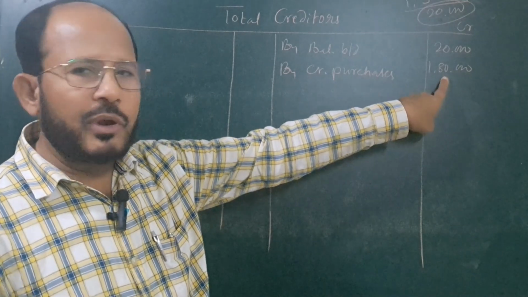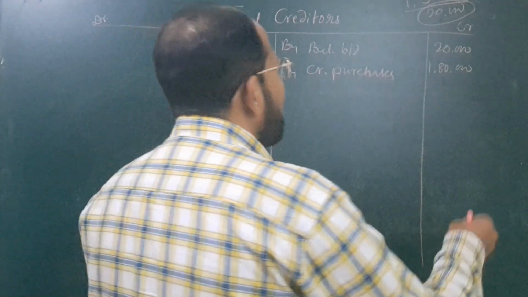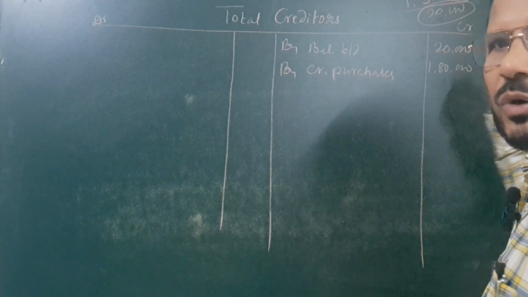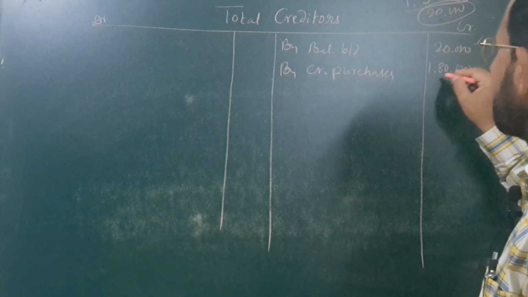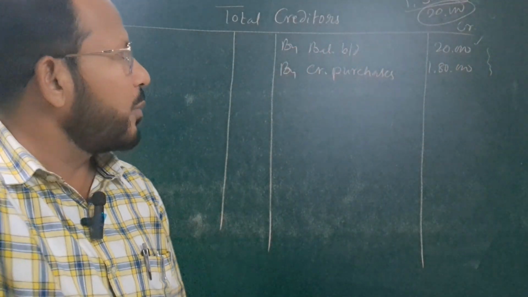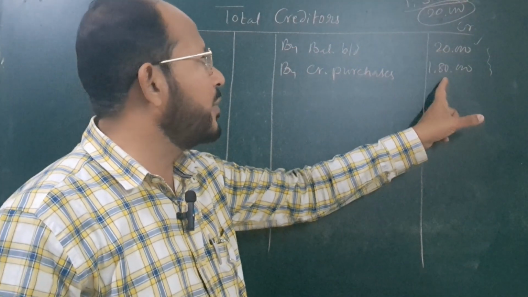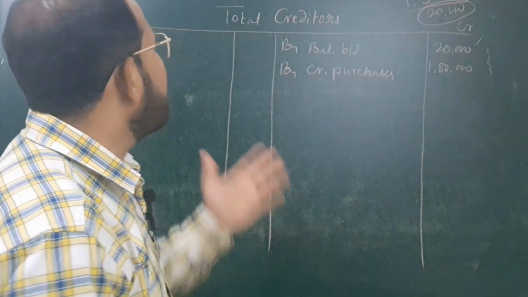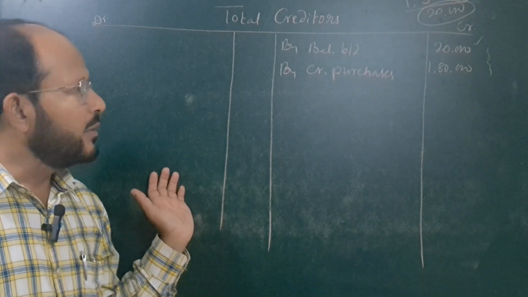This amount is required to be paid. Now actually how much amount we have to pay? Rupees 2 lakh. See, previous year's 20,000 was there. Next one is this year's 1,80,000 is there. Therefore, total amount rupees 2 lakh is the amount which is to be paid to our creditors. Okay, fine. On the debit side, what we have to write?